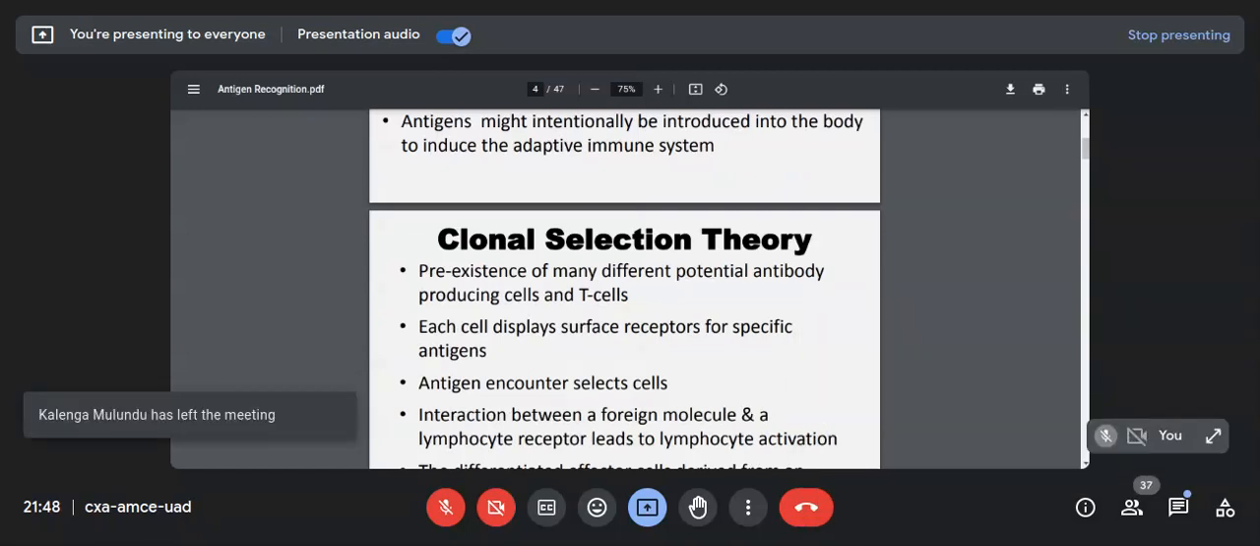Doc, I'm a bit confused on the antigen. So an antigen can attach to another cell but not cause an immune response. Okay. Thank you for that question, Doc. Exactly. Yes. An antigen is a molecule that can attach to another cell and can either cause an immune response or not cause an immune response.